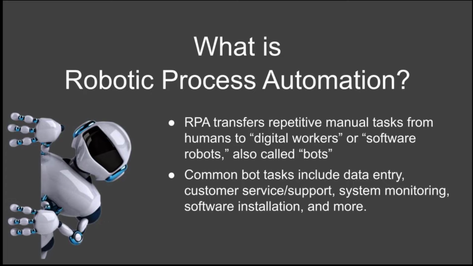So first, let's talk about robotic process automation. First of all, it has really nothing to do with robots. RPA is short for robotic process automation, and an RPA solution transfers repetitive manual tasks from human workers to digital workers or software robots called bots. Common bot tasks include data entry, customer service or support, system monitoring, software installation, and more.